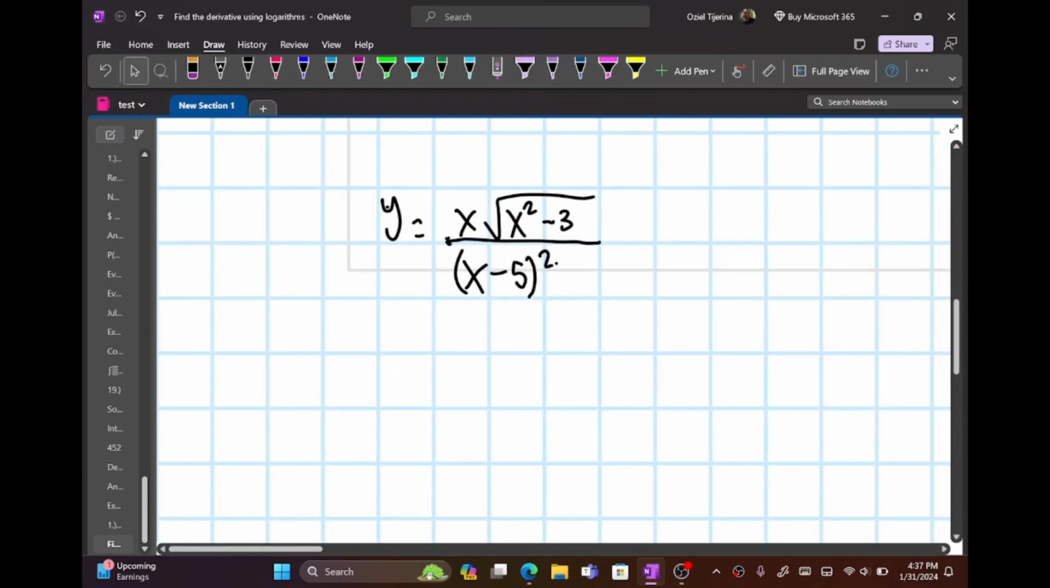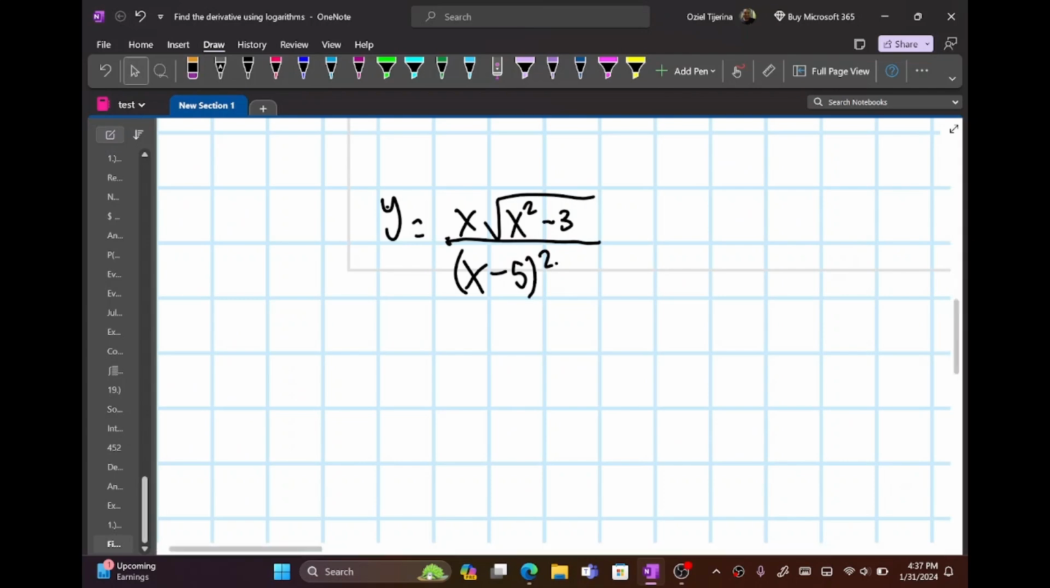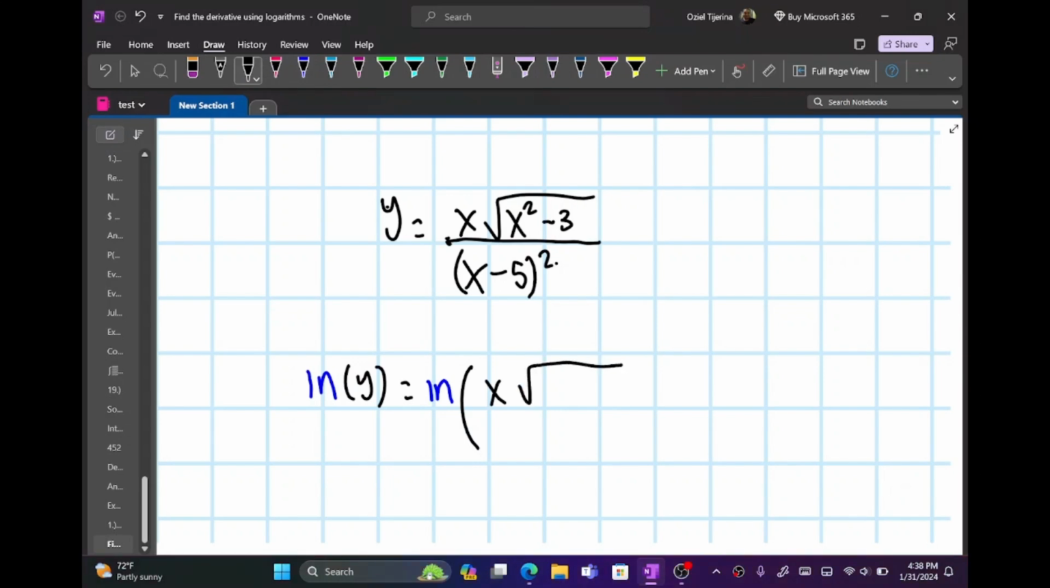Now, in this problem, the best thing to do here is to actually take the natural log of both sides. So natural log of y is equal to the natural log of x times the square root of x squared minus 3, over x minus 5, squared.